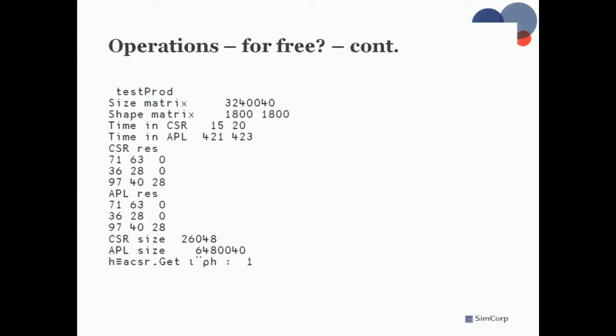Look at the size of this, 26K, compared with this. And a more interesting fact is that the result of the APL matrix multiplication has actually doubled in size. So we have 26K compared to 6.5 megs. And that's the reason why it's so much faster here, because we have to work on much less memory. And just for Kai's sake, I have actually verified that those two are identical.